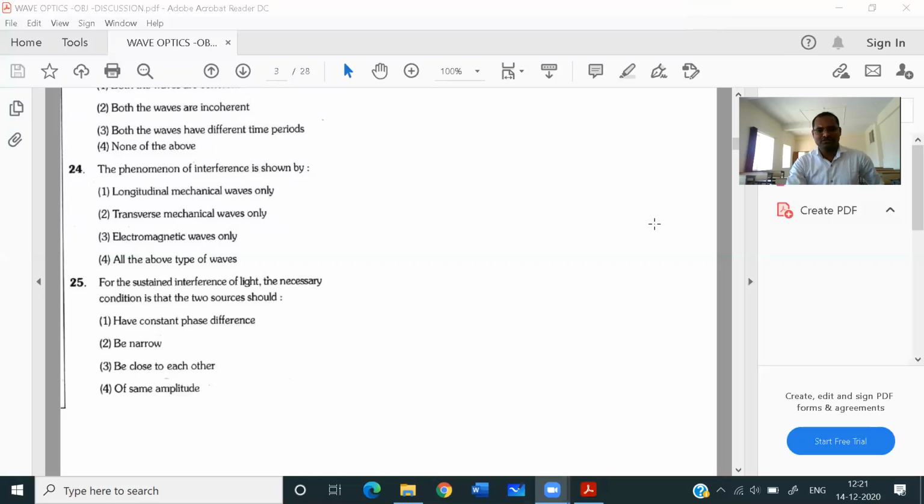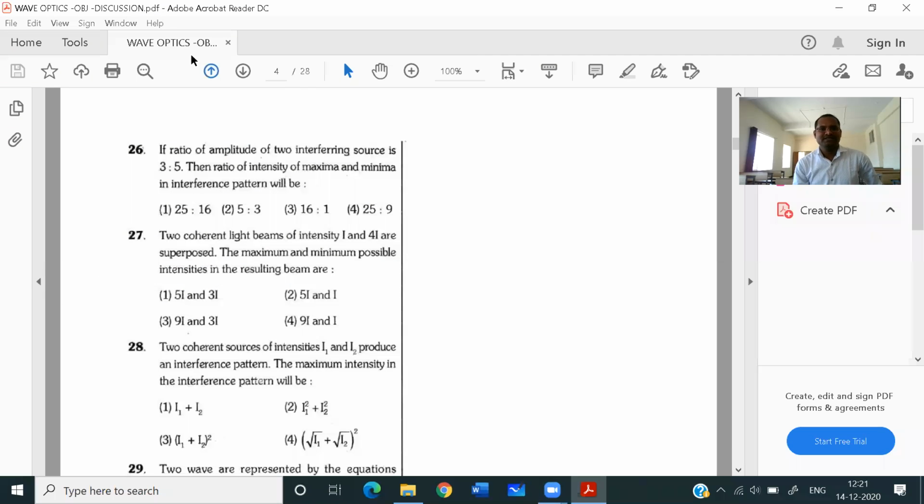Let's go to question number 26. See here, if the ratio of amplitudes of two interfering sources is 3:5, the ratio of intensity of maxima to minima is? The ratio of amplitudes is given, A1 by A2 is 3/5. What are they asking? The ratio of intensity of maxima to minima, I maxima by I minima.